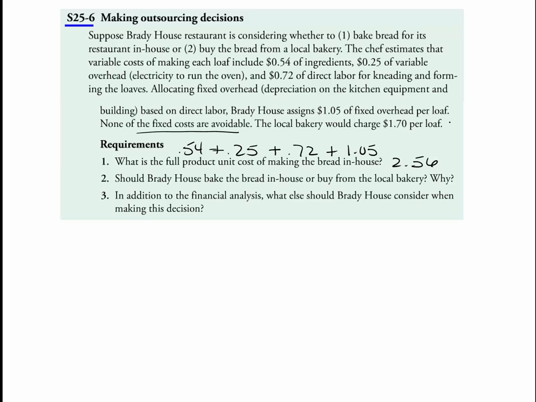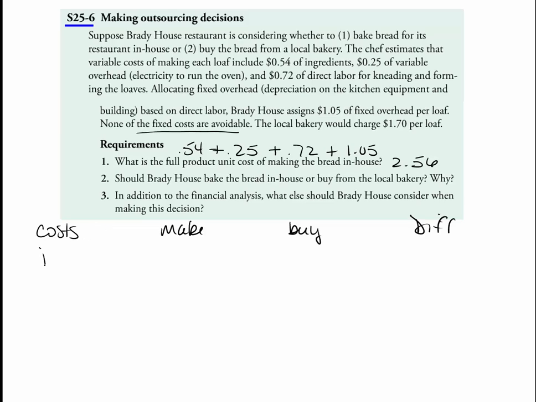But we have to remember that this $1.05 is going to be there no matter what. These fixed costs are unavoidable. And if I'm not including it in here, I am going to have to just add it to something else. So because those are unavoidable, those are not relevant. So we can look at it this way. We look at our costs if we make it ourselves or if we buy it from the bakery, and then we look at the difference.